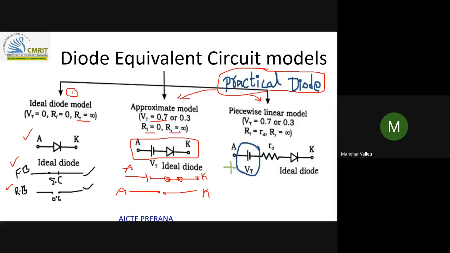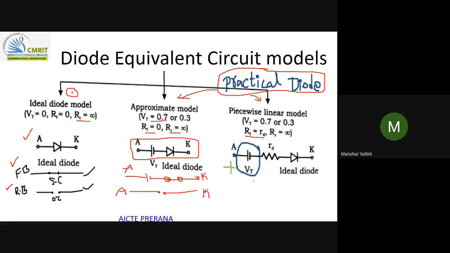Okay, and in the piecewise linear model of the diode, the cut-in voltage will be based on the type of the diode, whether it is silicon or germanium. 0.7 or 0.3 will be used, and the forward resistance will be replaced with the dynamic resistance of the diode, that is RD, and RR is infinite. So accordingly, for the forward biased diode, the symbol will be cut-in voltage followed by forward resistance and diode.